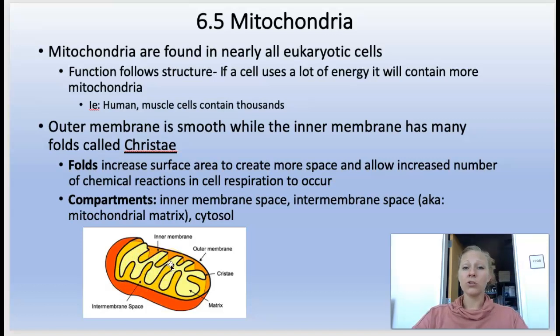And so the mitochondria is where cell respiration occurs. And so this increase in surface area allows for a greater number of chemical reactions to occur to make cell respiration more effective, more efficient. And so remember, keeping in mind that these are all different compartments. Compartments allow life to happen. We have the cytosol. We have the intermembrane space that's in between the two membranes. And then we have the inner membrane space. And each of these spaces have a different pH and have different characteristics, which allow for the chemical reactions to occur.